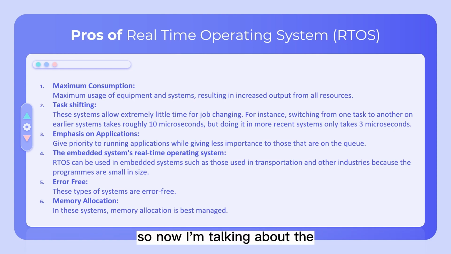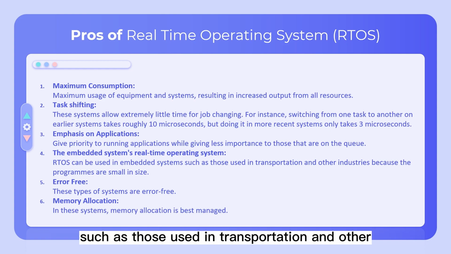Third, emphasis on the application. It gives priority to running the application while giving less importance to those in the queue. Let's talk about the embedded system. RTOS can be used in embedded systems, such as those used in transportation and other industries, because the programs are small in size.